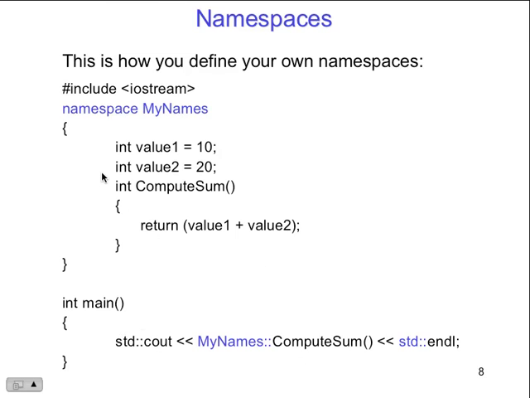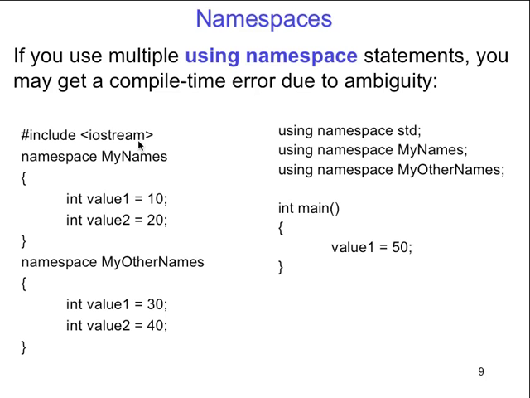If we wanted to, we could say using namespace std, using namespace my names, and we could solve the problem. I mean, we could not really solve the problem, but what we're doing is using namespace std, using namespace my names, using namespace my other names. So what we're looking at are, draw a line down the center. Here's one set of source code, here's another set of source code. And here, this is our main.